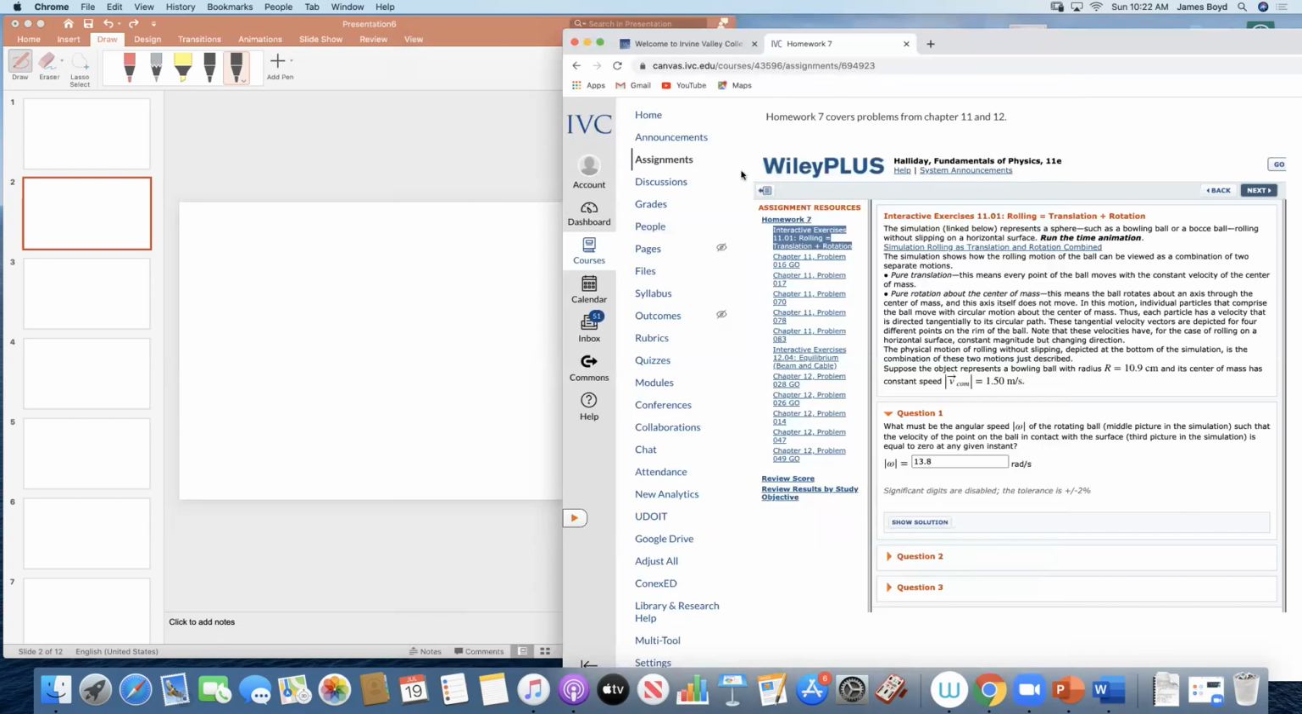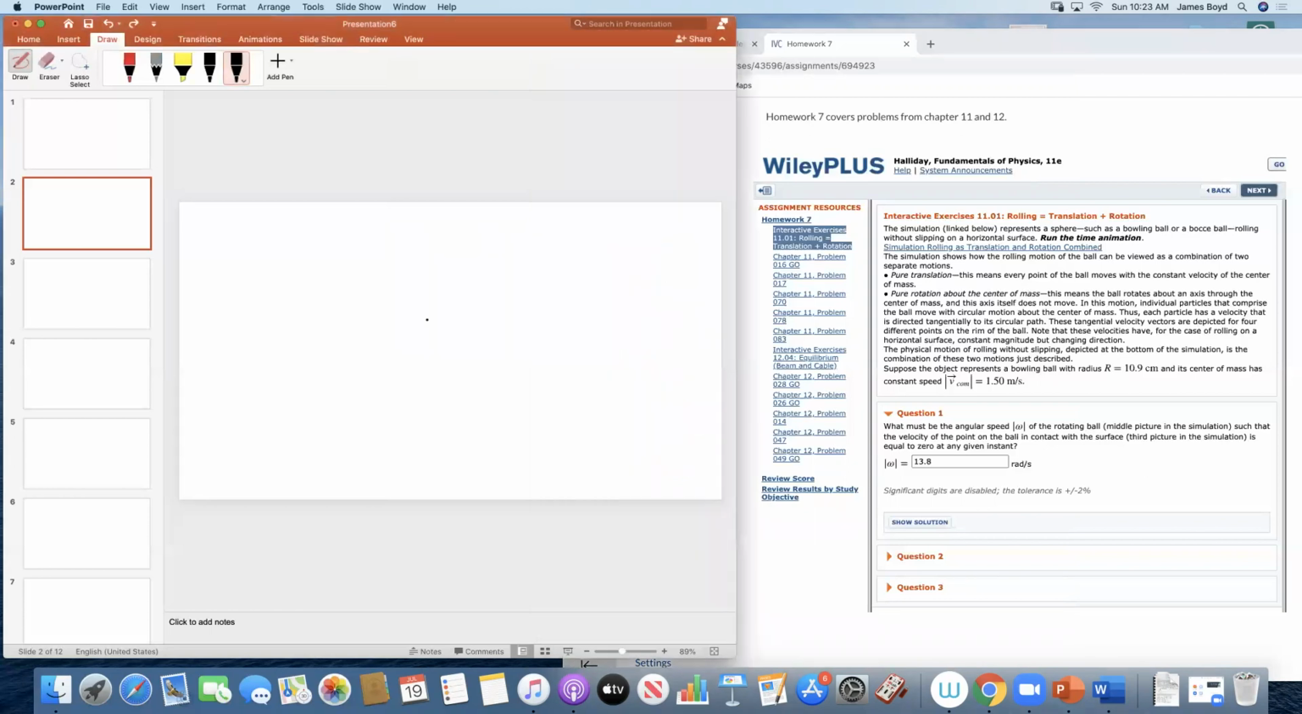For the rest of this problem, we're going to use the information provided at the bottom of the top box. And that's that we have an object, which is a bowling ball, with a radius of 10.9 centimeters. And the translational speed of its center of mass is 1.5 meters per second. So it asks us to find first the angular speed of the ball at any point. And from what we can see here, we have a simple relationship between v and r and omega when something's rotating.